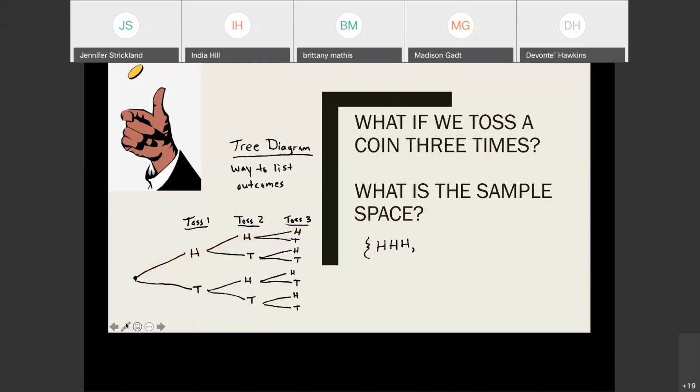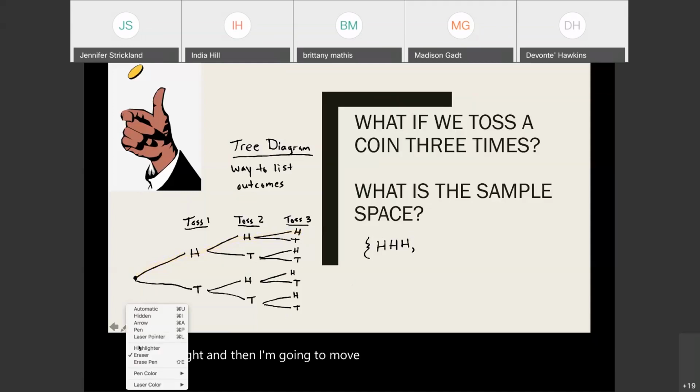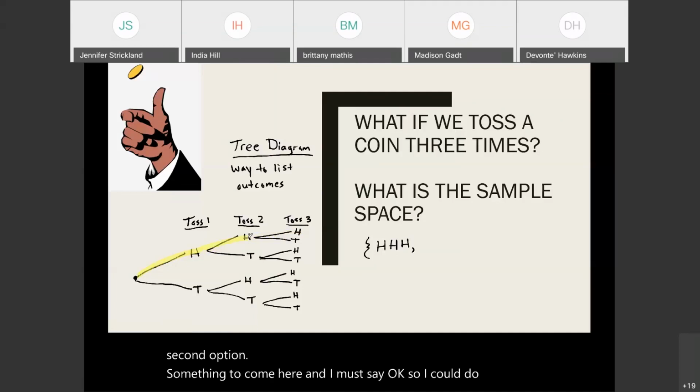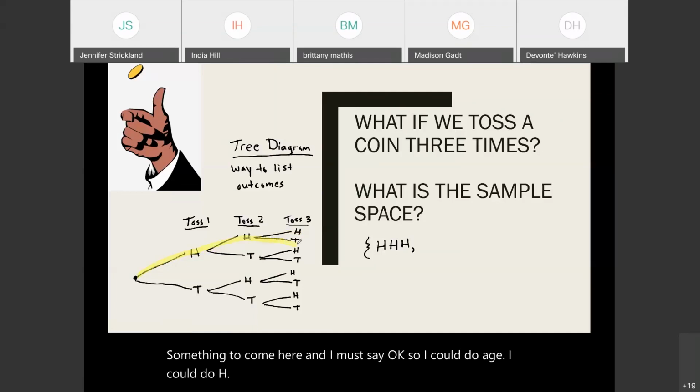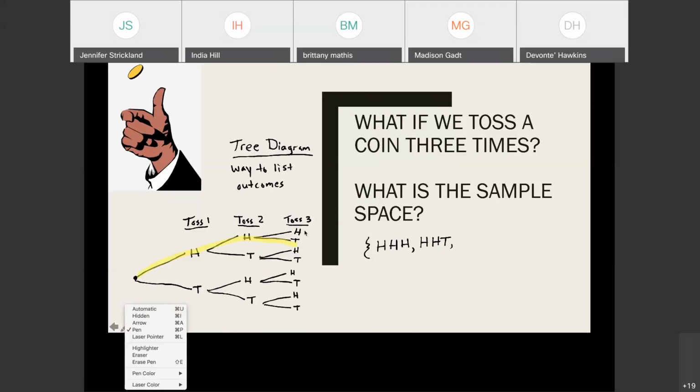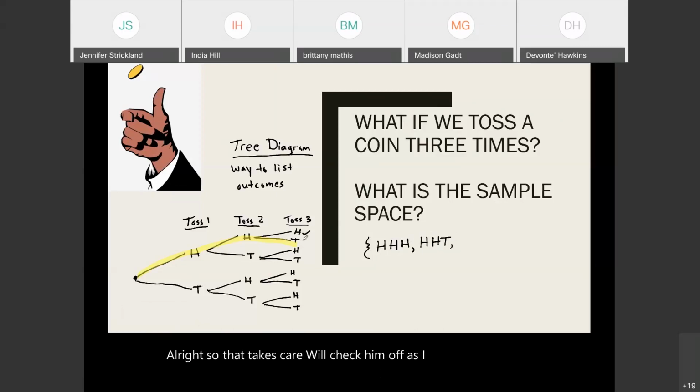All right, and then I'm going to move on and do the second option. So I'm going to come here and say, okay, I could do H, I could do H, and I could go down this way for T. And I'm going to write that one down. All right, we'll check them off as I go. That takes care of this one and this one.